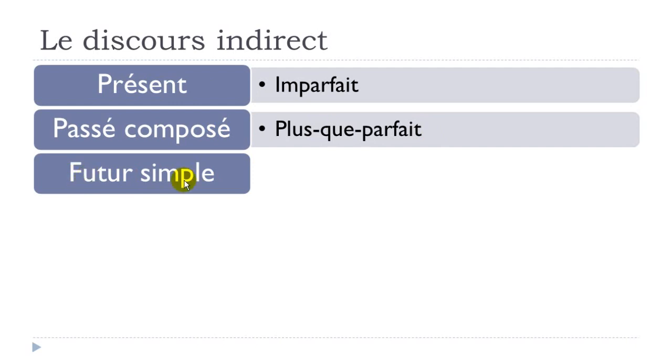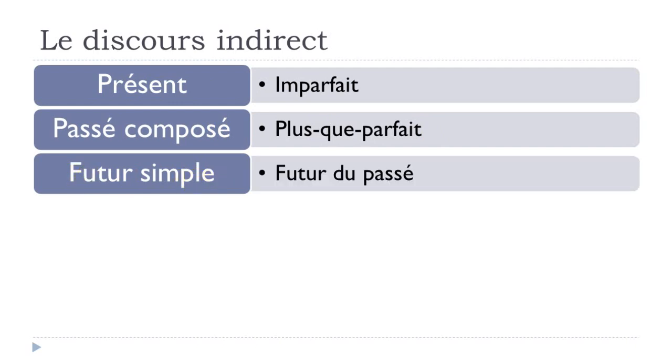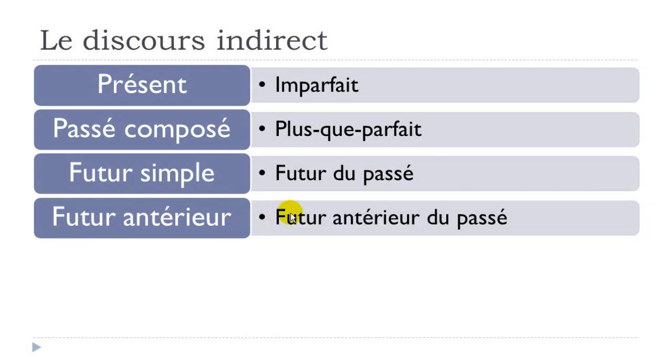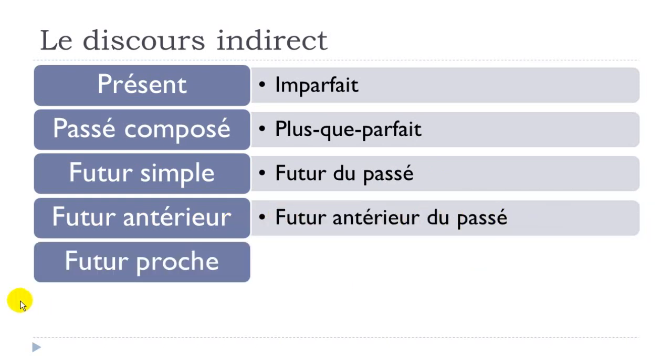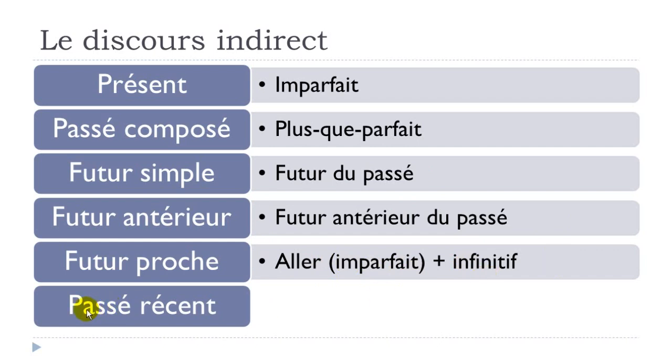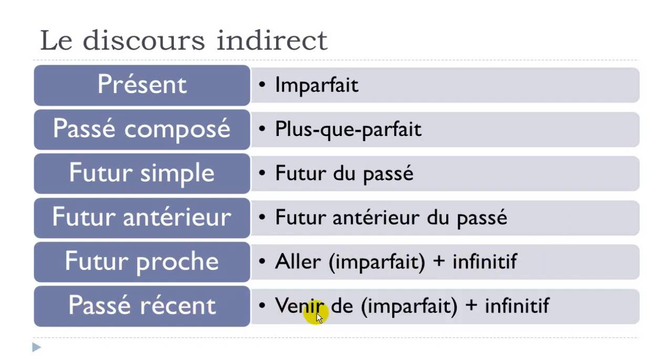If you've got the futur simple, as the second structure, it will become what we saw, futur du passé. If you've got futur antérieur, in the second part of this structure, it will become futur antérieur du passé. If you've got futur proche, it will become, like le futur proche, but the only thing that you've got to modify is aller. You should put this verb at the imparfait, and then the rest of the structure. If you've got the passé récent, like we had for the futur proche, the only thing you will have to modify is the verb venir, and you should put that at the imparfait form. Then don't forget the preposition de and your infinitive after. Okay?